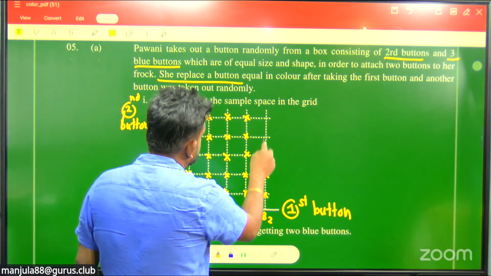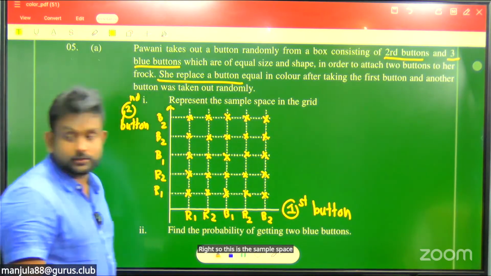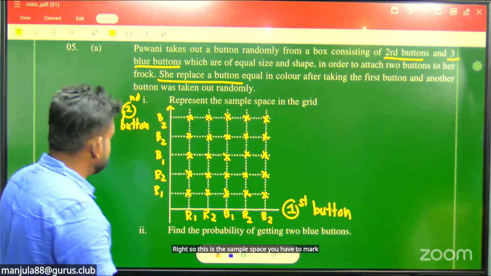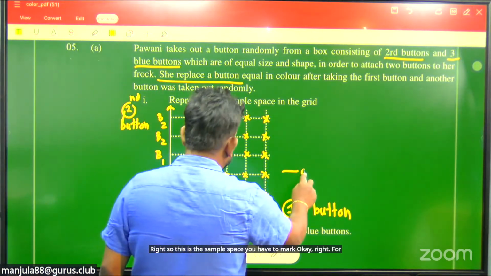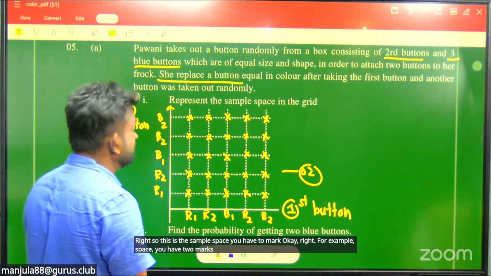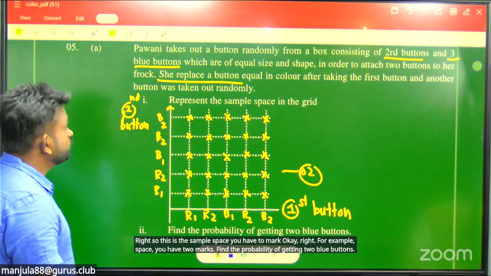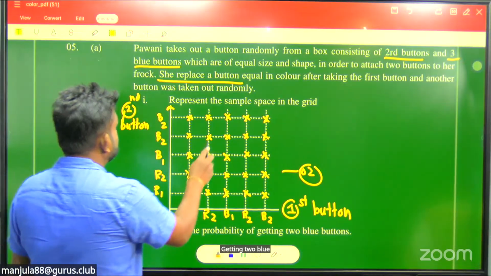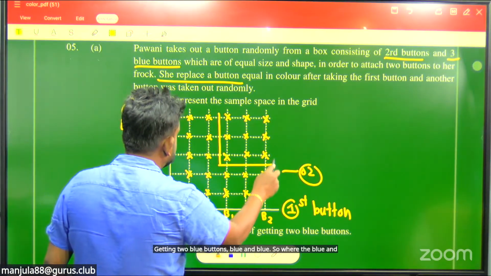Right. So this is the sample space you have to mark. For the sample space, you have 2 marks. Find the probability of getting two blue buttons. Getting two blue buttons, blue and blue. So where the blue and blue comes, here is the case.